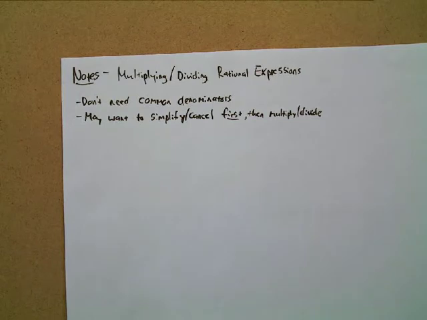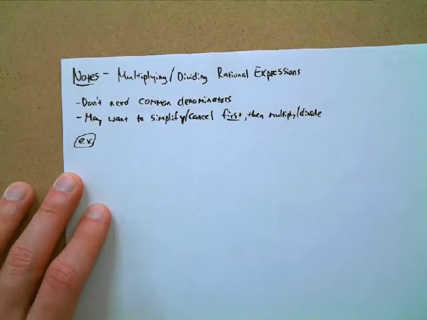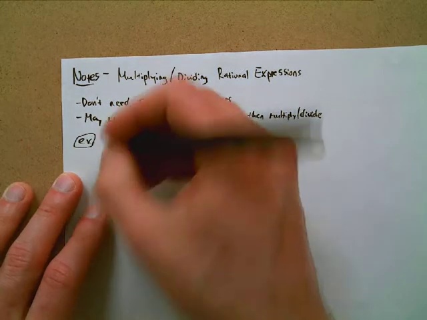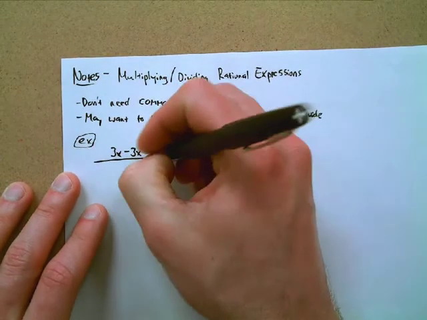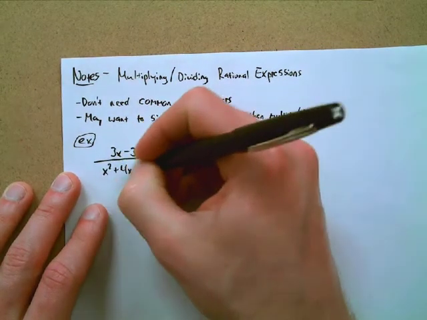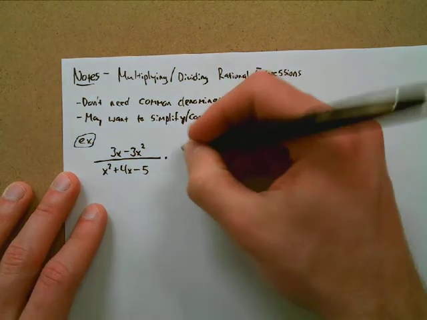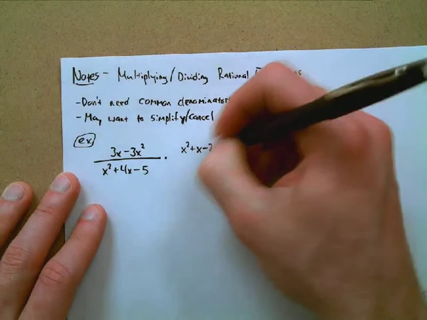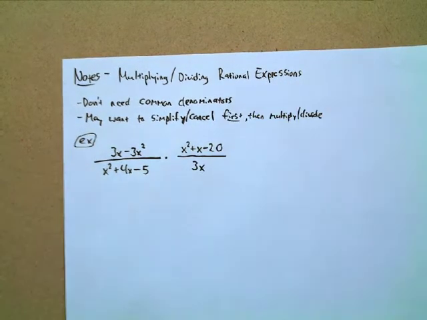Okay, so let's see here. We'll do this one first. Let's just do an example here. Let's say we want to take 3x minus 3x squared, all over x squared plus 4x minus 5, and we're going to multiply that with x squared plus x minus 20, all over 3x. Like so.